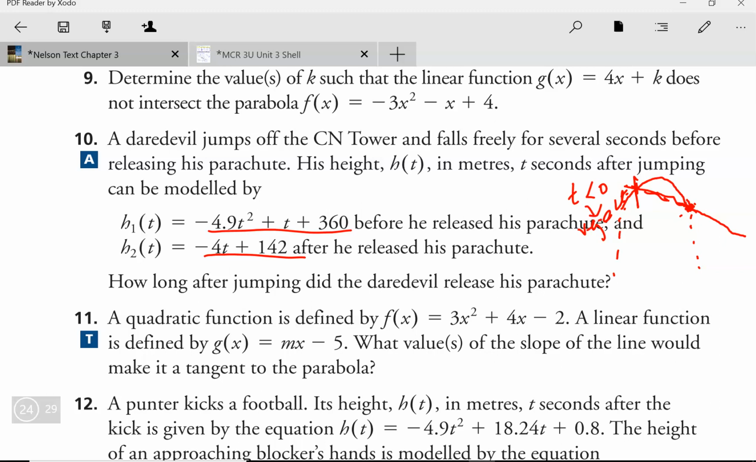I'm not going to do it because we've done several questions like this. Again, the idea is simply you set the y values equal to each other because you're looking for a point of intersection.